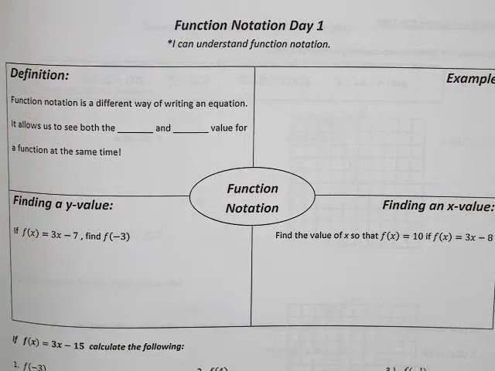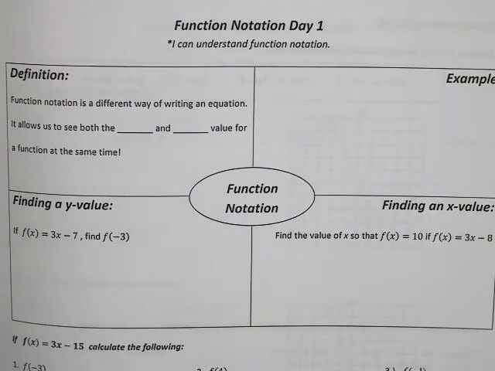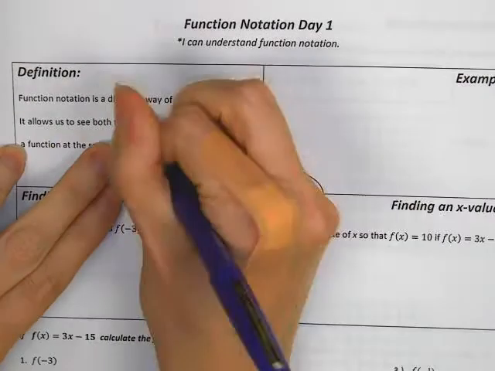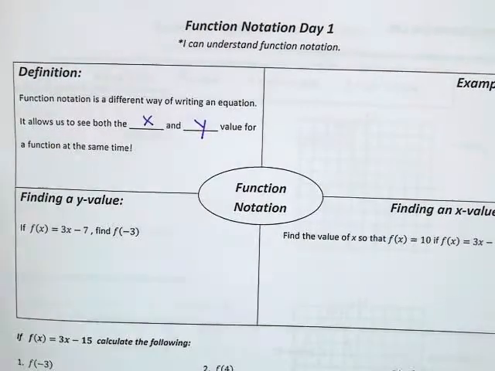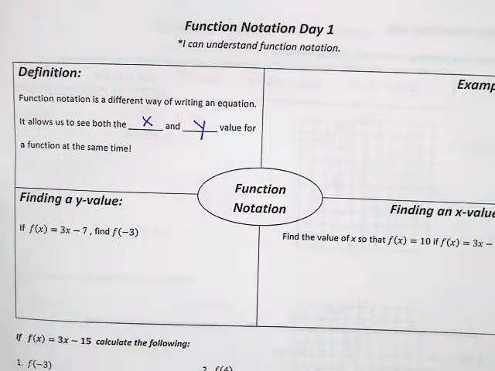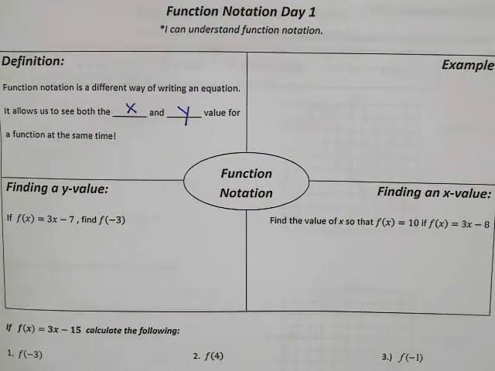Hey guys, today we're doing something called function notation. All right, and here's what it means. Function notation is a different way of writing an equation. It allows us to see both the x and y for a function at the same time.